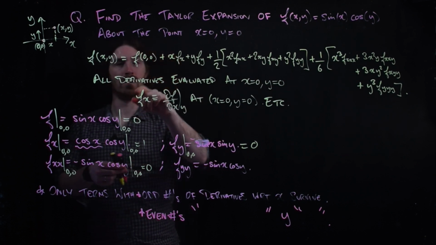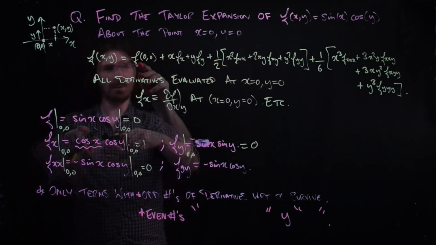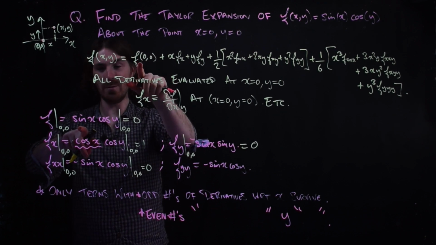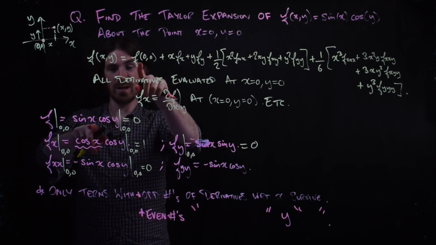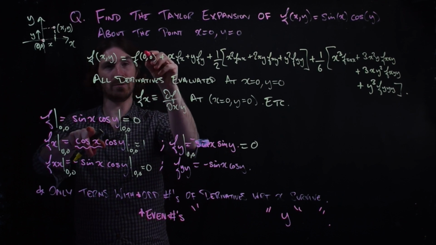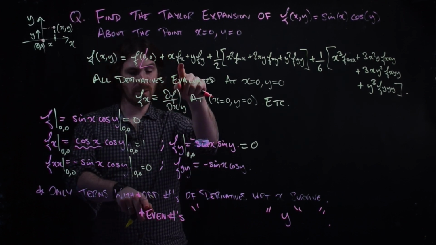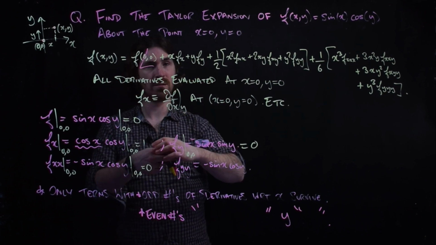So let's see what terms survive. This has an even number of x and y's, 0 of them. So sine x cosine y at 0, 0 is 0. So this term goes. This term has an odd number of x's, so this survives.